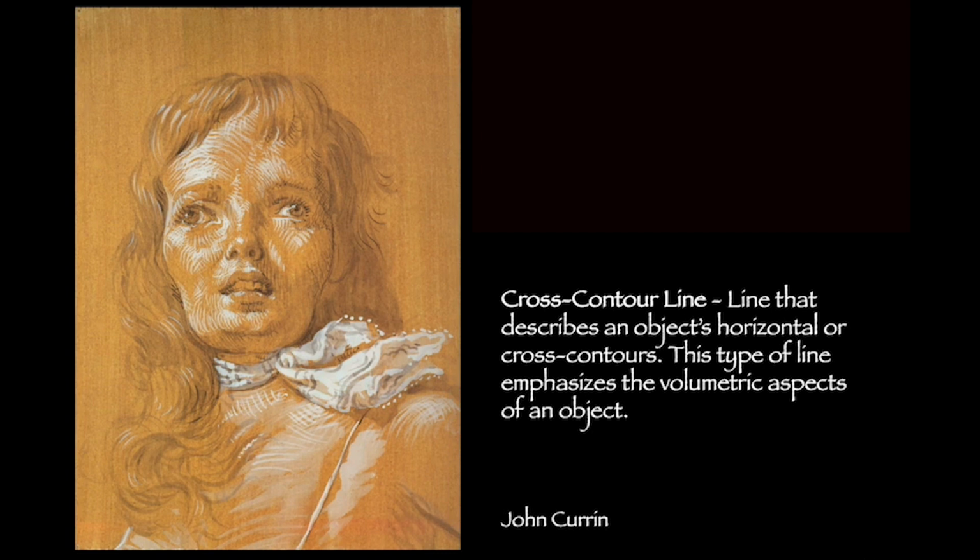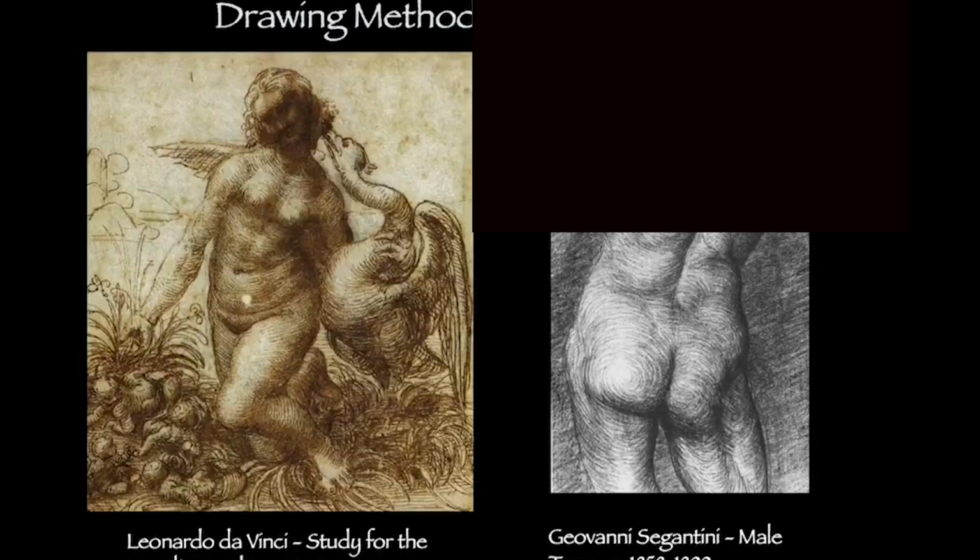So another term that's super important that I try my best to get across to students is cross-contour line. And this is line that describes an object's horizontal or cross contours. This type of line emphasizes the volumetric aspects of an object. So John Curran is another contemporary artist. He has used the methods of the old masters and transformed them in his own way to create contemporary images that are kind of a twist on the past.